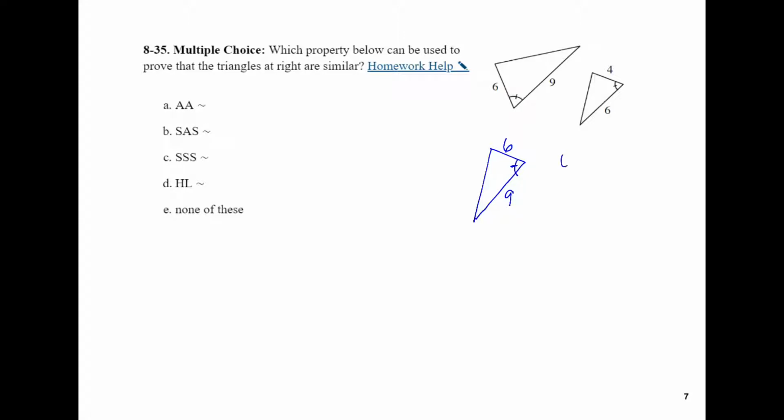So if I place 6 over 9 and 4 over 6, I know that 6 divided by 9 simplifies to 2/3. 4 over 6 also reduces to 2/3, so they have a similar ratio. So based upon side, angle, side similarity, we can say that these two triangles are similar.